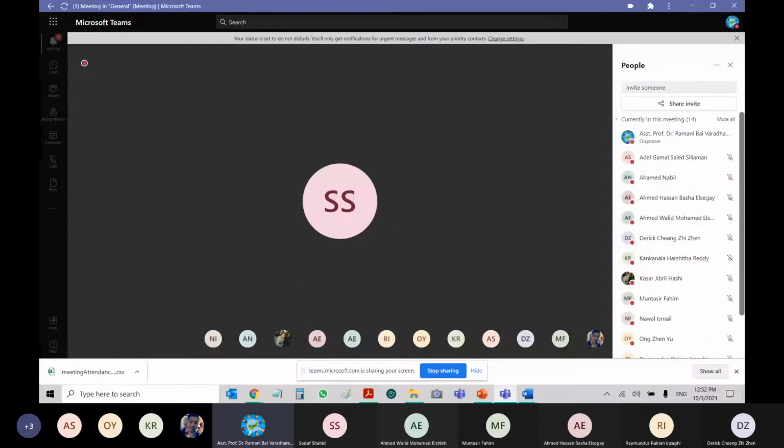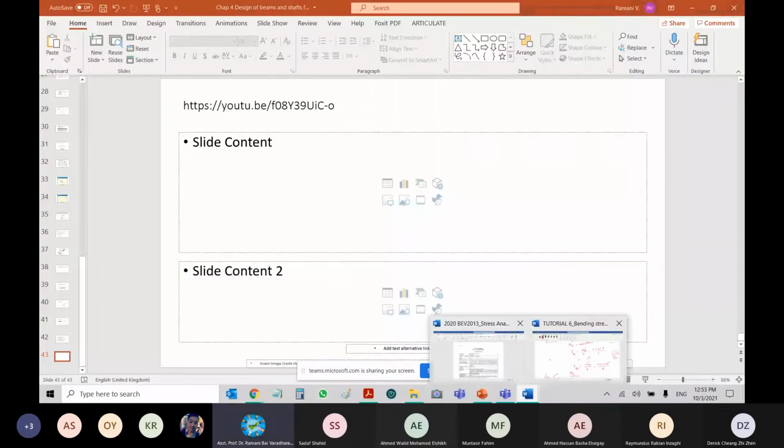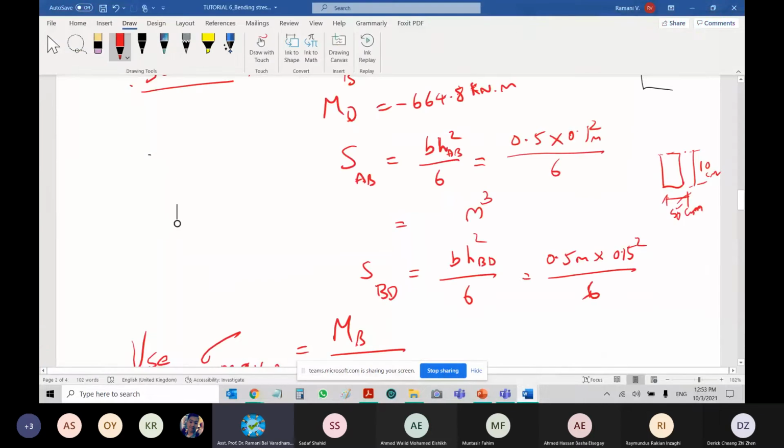Adil Gamal, I start from the beginning. What is the answer for the sectional modulus? We are here. If you cooperate, we can do many questions. Otherwise, we cannot complete. Section modulus, bh squared over 6, will give you the answer for how much? This was done in the last class, right? I'm just repeating because that view was not clear.